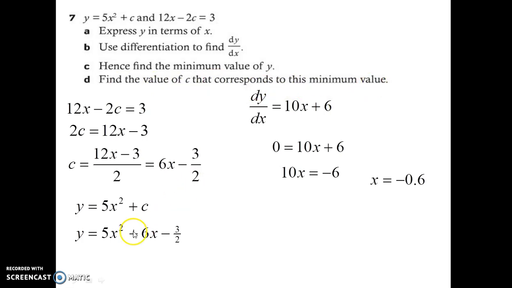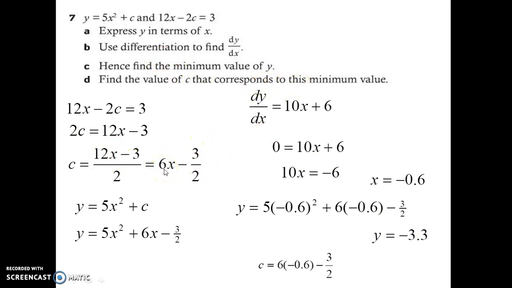So now we take our equation here for c, or plug in the x value we have into there. Oh no, wait, hence find the minimum value of y first. So we take the y equation, this one here, we plug in the x value we just found into it, and we find out that y is negative 3.3. Then the last step is to find the value of c. So now we take the c equation, plug in the x value, negative 0.6, and solve for c. So we found the y and the c values that produce that function.